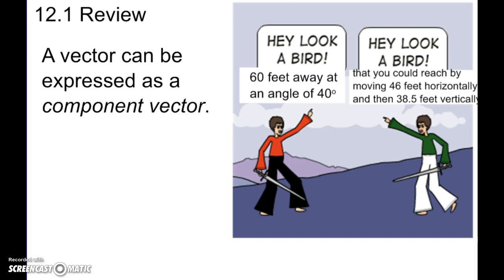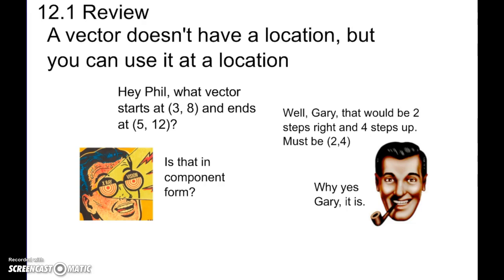So you could express a vector either as a magnitude and a direction, 60 feet away at 40 degrees, or you could express it with components. It's the same bird. It's 46 feet horizontally and 38 feet vertically. If there's anything that was unclear before, that's clarified, that's good. So a vector doesn't have a location, but you can use it at a location.